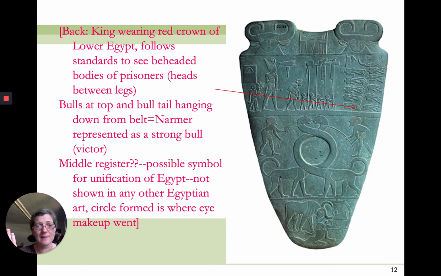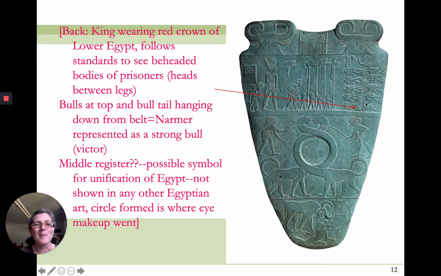So this is the other side of the palette. You can see where they would mix the eye makeup, actually, in this little circle. They're not 100% sure on some of these things, but right here, this part's pretty cool. These are the bodies of the defeated armies, and they're beheaded, and their heads are between their legs.